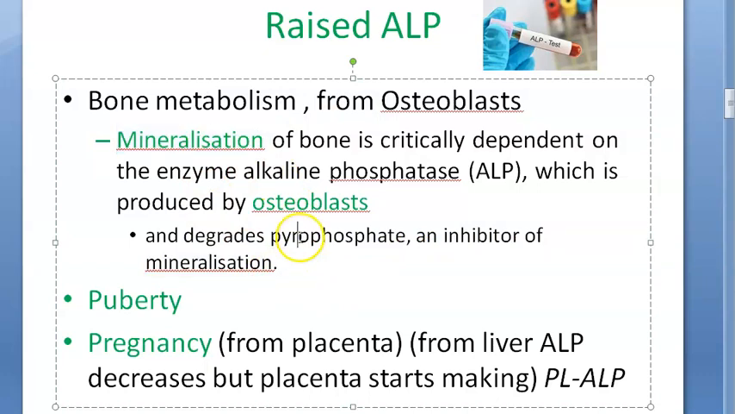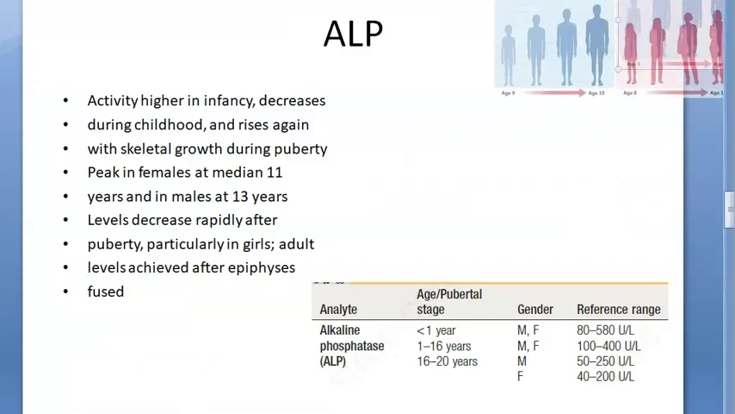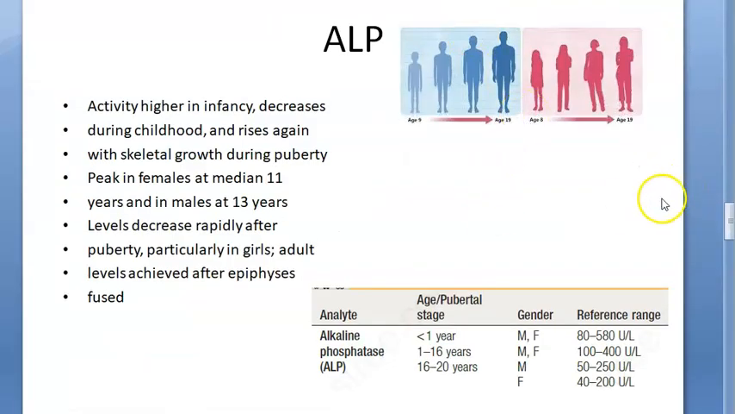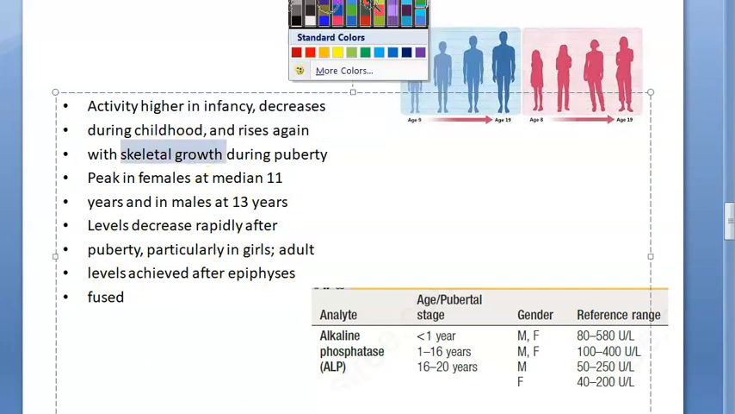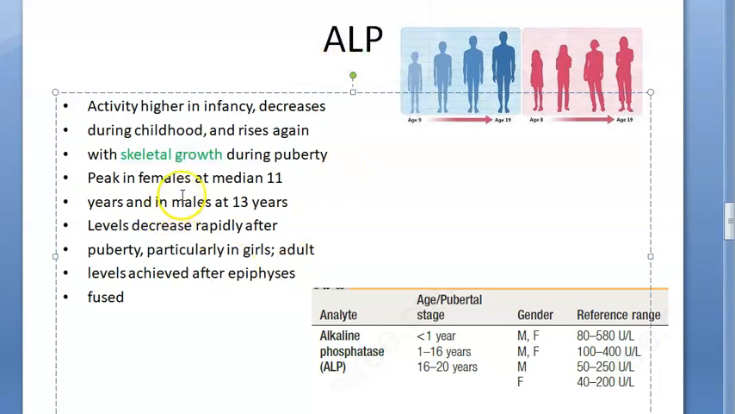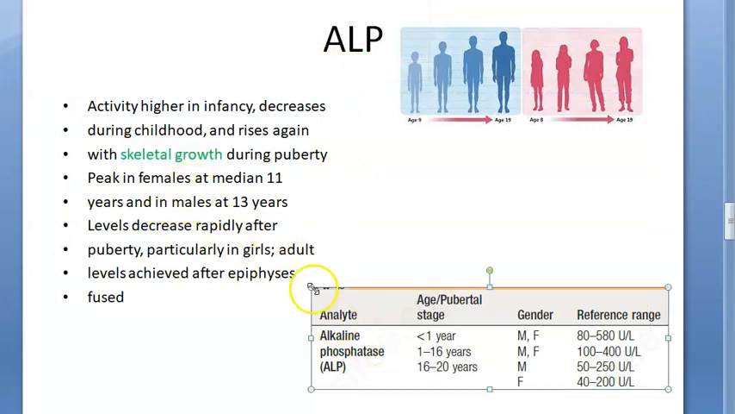So from where is the ALP coming? Here we are talking about bone metabolism. What happens in puberty then? In puberty and adolescence, they are talking about an increased level of this ALP because of skeletal growth. This is a good thing only. So it will peak in these ages. You don't have to remember so much.